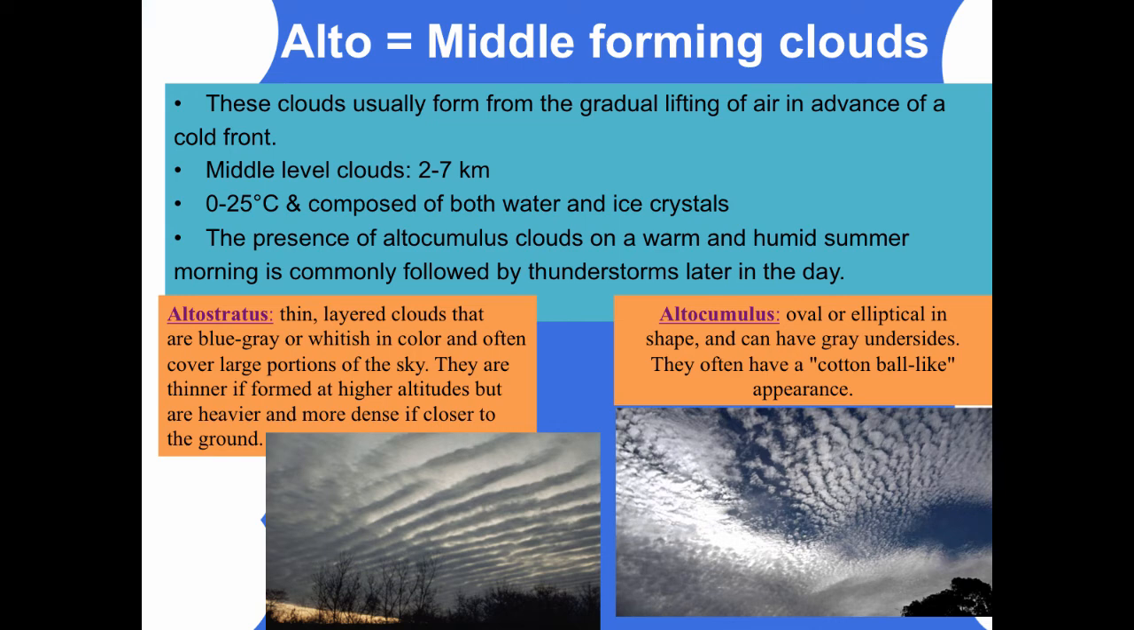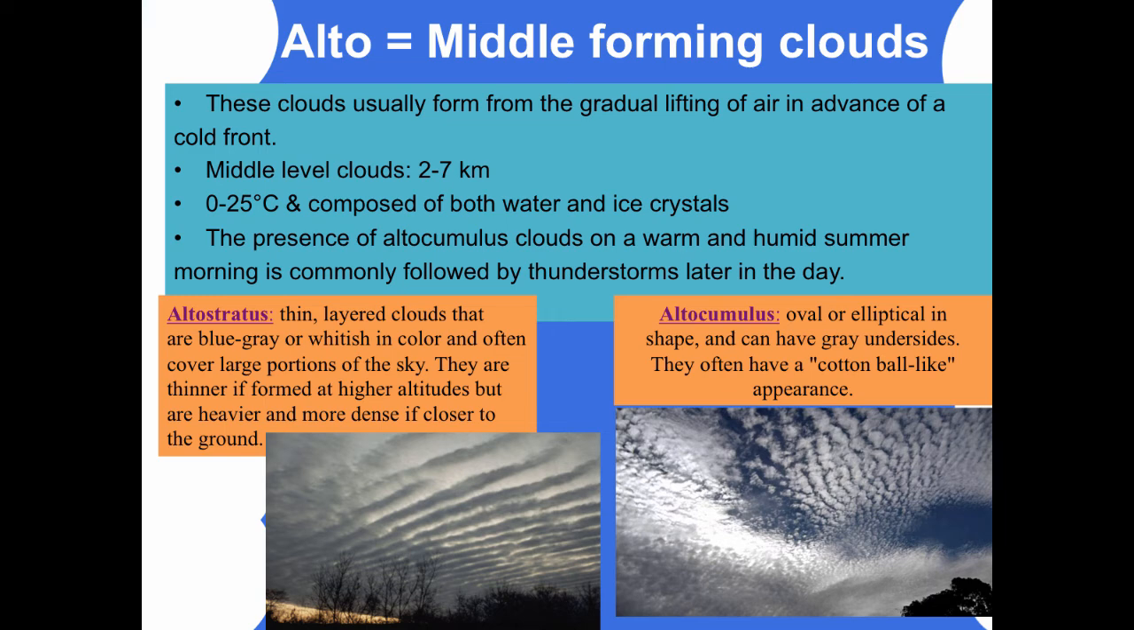So altostratus means middle forming sheet-like gray clouds. So when you look at this picture, you can see that this cloud has lots of ripples, but it also, like a stratus cloud, covers the entire sky. So alto means this stratus cloud is forming in the middle layer.